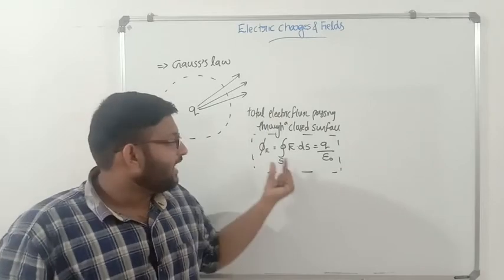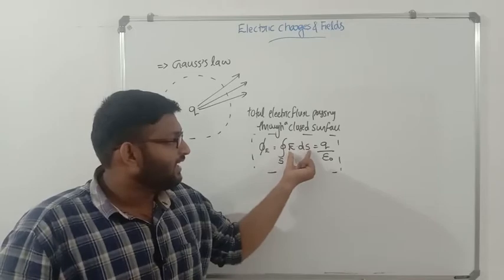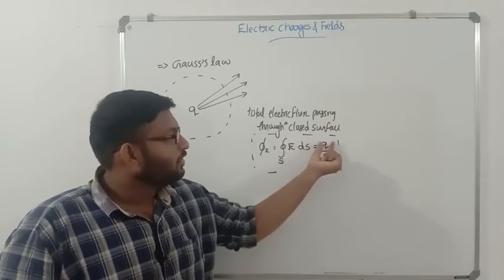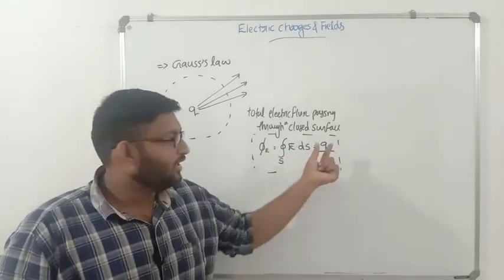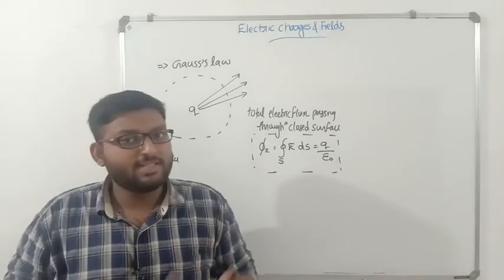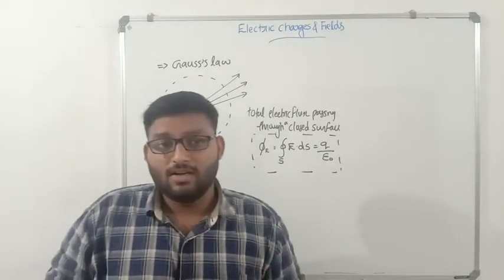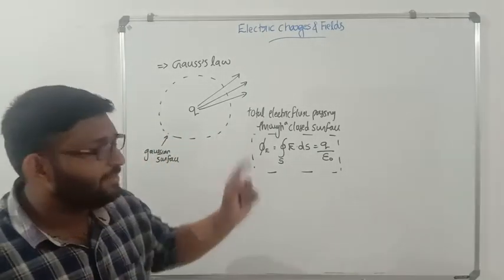So it states that the total electric flux, which can be mathematically represented like this, is equal to q by epsilon 0, where q is the charge enclosed by that surface. Epsilon 0, we know that it is the permittivity of free space. This is how we have to identify this law. This is a very important concept.